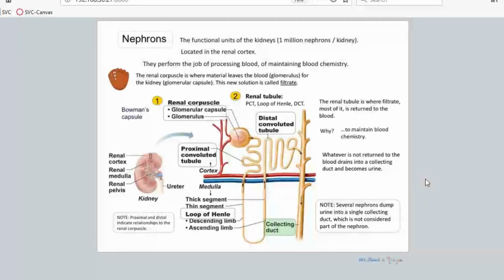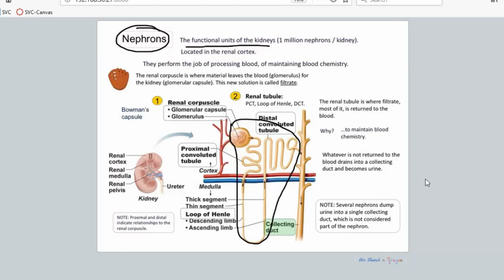Okay, so we're going to spend the next bit of time on the urinary system, specifically talking about these units that we call nephrons. And this right here represents one nephron. And the reason these are important is because these are the functional units of the kidneys. Okay, these are going to be responsible for performing the job of processing blood and maintaining blood chemistry.